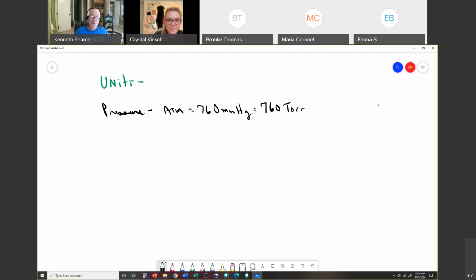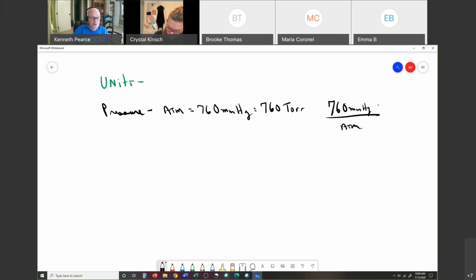So these give you a conversion, and so you would say 760 millimeters mercury over an atmosphere. And of course, anytime you have something over something, you can use it as a conversion factor. In other words, we can go back and forth between atmospheres and millimeters mercury. Back and forth. And the magic number is 760. That's the units of pressure.